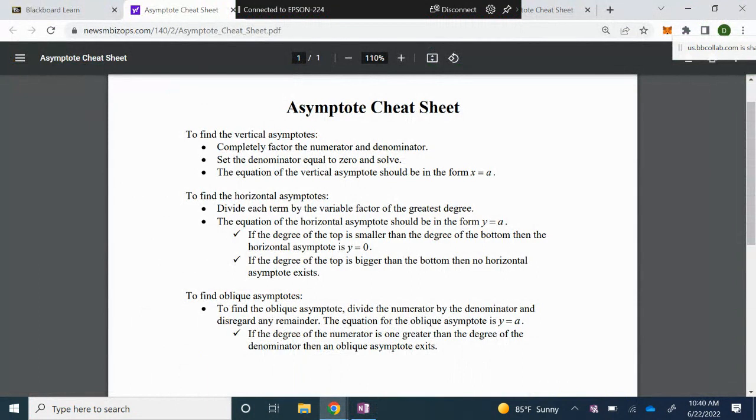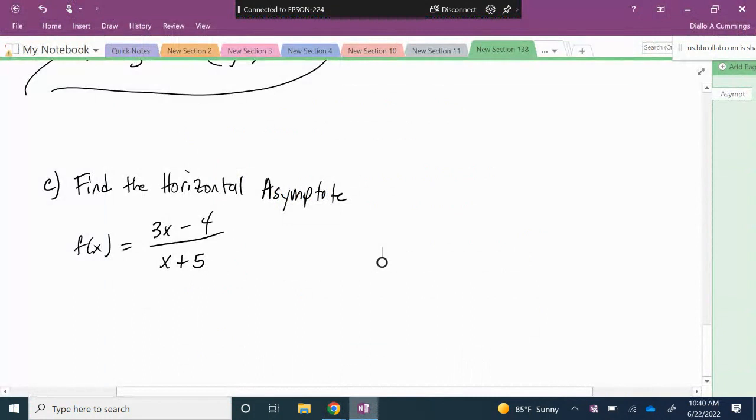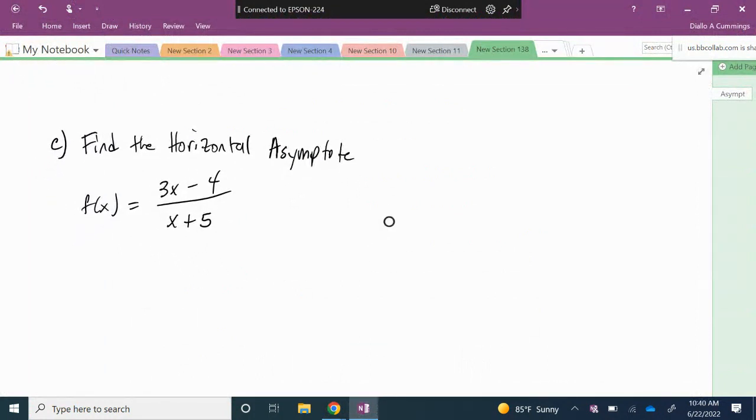The second checkpoint says if the degree of the top is bigger than the degree of the bottom, then no horizontal asymptote exists. Okay, so both of the degrees are the same. So we're going to proceed with the bullet points. It says to divide each term by the variable factor of greatest degree. Right? So what does that mean? As I look at my equation, 3x minus 4 divided by x plus 5, notice that the variable is x, and the largest power for x is x to the first. So I'm going to divide everything by x.